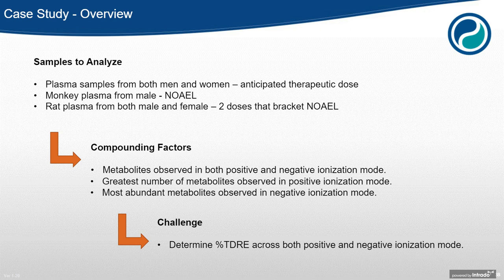The compounding factor in this is that metabolites are observed in both positive and negative ionization mode. The greatest number of metabolites was observed in positive ionization mode, but the most abundant metabolites were observed in negative ion. And so we need to determine the percent TDRE across both positive and negative and come up with a combined percent TDRE to determine which metabolites are of concern, potentially.